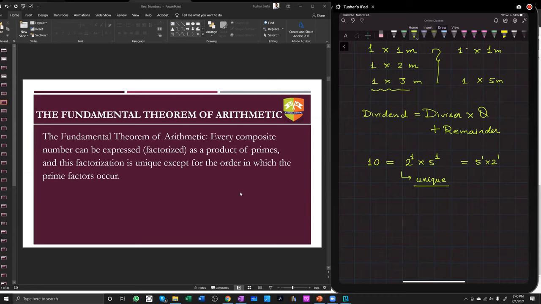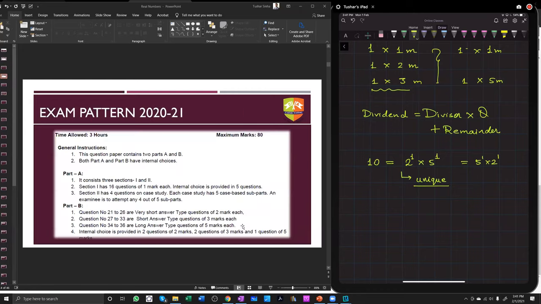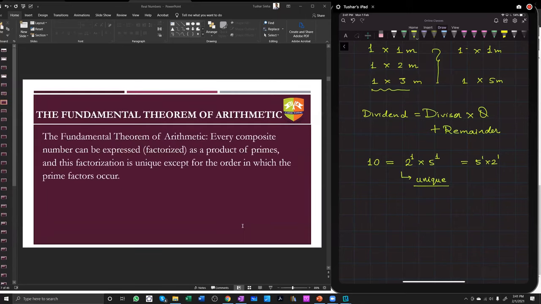Aryan, I thought the algorithm was not there, but the lemma was there. So this is what your official document says: Real numbers, deleted portion, Euclid's division lemma. Do check it on CBSE's site. Okay, so this is there from there. Are you getting questions on the lemma, Aryan? Anyways, if you get them also, you know how to solve. But the formal syllabus starts from here, which is the fundamental theorem of arithmetic and lots of application. Is it okay? So this is what it says.